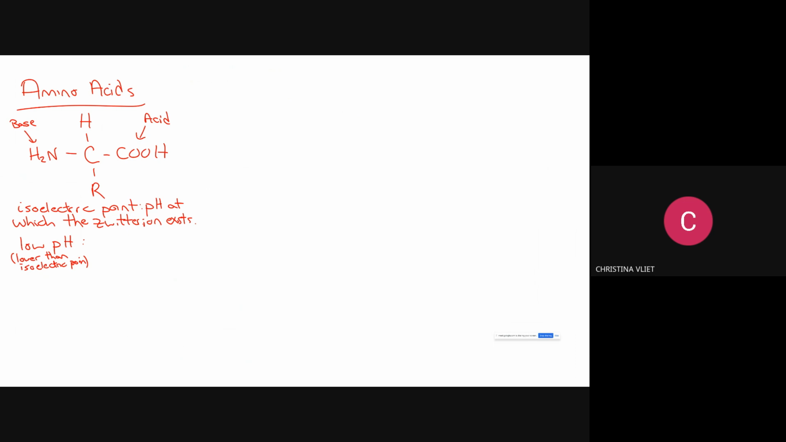And so low pH means that you're in a H plus rich environment. You have a lot of H plus. So this means that any groups that are carboxylic acids are going to exist as COOH, and any groups that are amines are going to exist as NH3 plus. Does that make sense? They're all going to exist with the extra hydrogens.